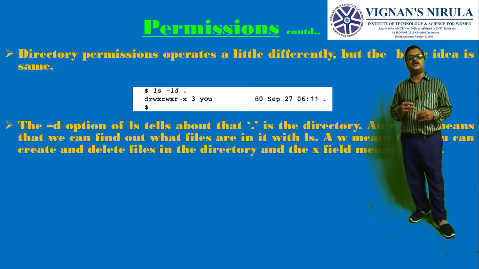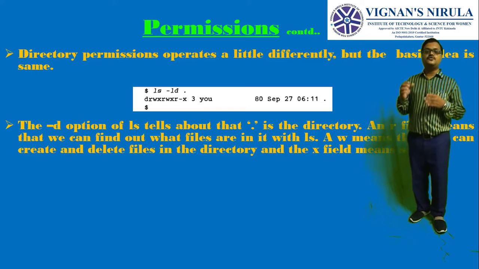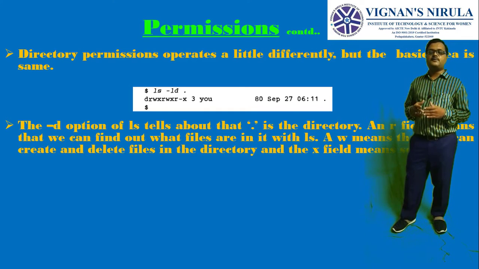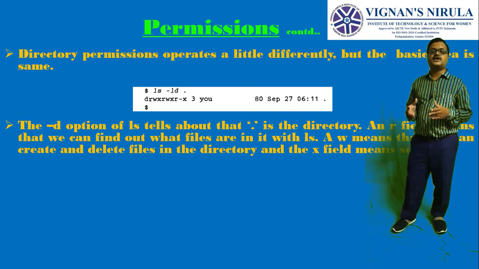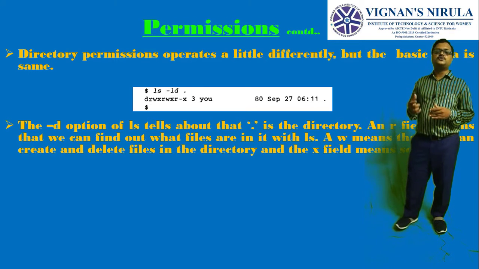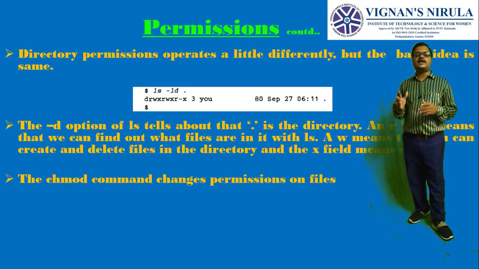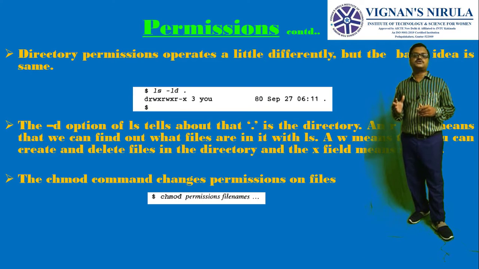So what is read permission? Read permission means we can view the contents of the file. Write permission means we can modify the contents of it. We can change the contents of the file. And execute permission means we can run it like a program. That is nothing but the execute permission.